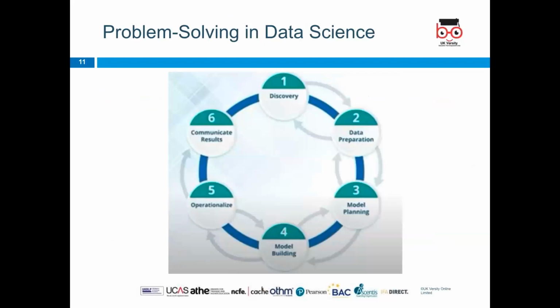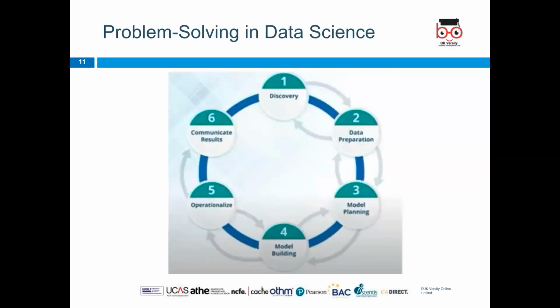This right here is the flow of problem solving in data science, which obviously starts from the first step to the last one, which is 6. From the first one, you make a discovery of what you want to do. You prepare your data, which is the second one. The third one is you model your data. The fourth one is model building. The fifth one is operationalize the data. And the last one is you communicate your results. And the cycle goes on and on from 1 to 6 in order to solve problems in data science.